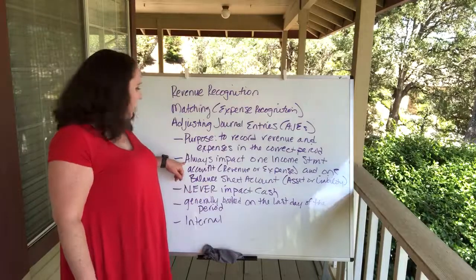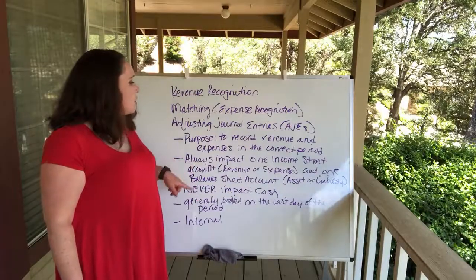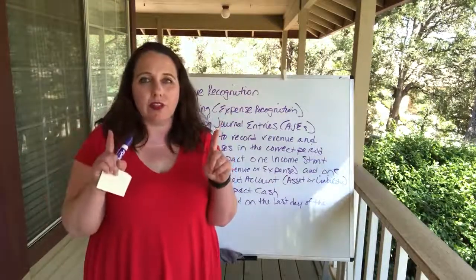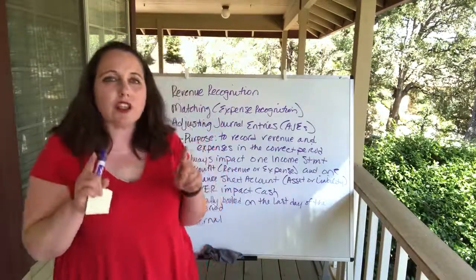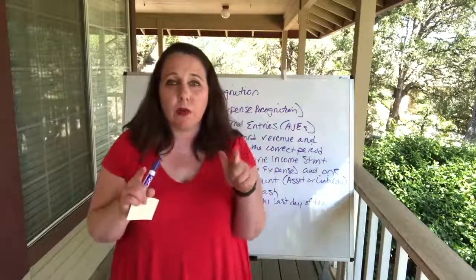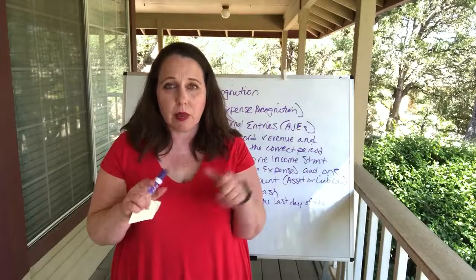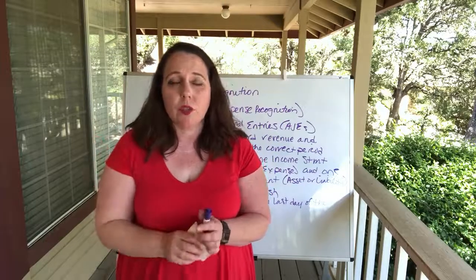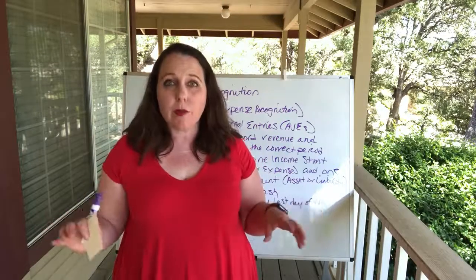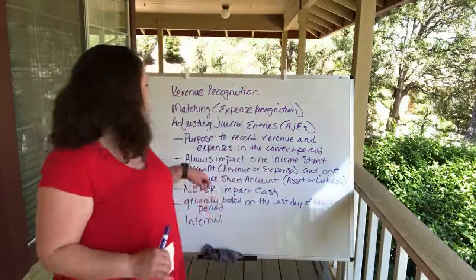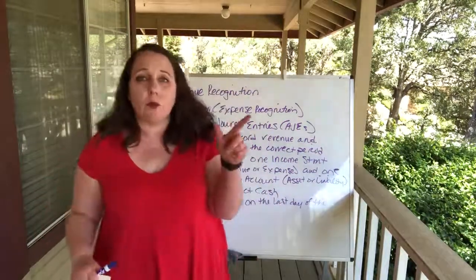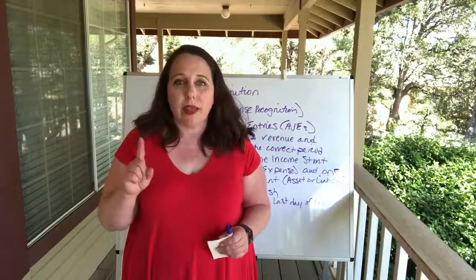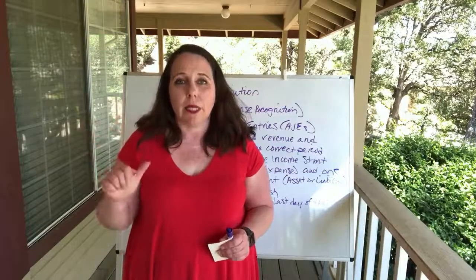This you should definitely write down. Adjusting journal entries always impact one income statement account and one balance sheet account. So every adjusting journal entry is going to impact either revenue or expense from the income statement and either assets or liabilities, okay? So make sure every time you book an adjusting journal entry that you've impacted one income statement account, revenue or expense, and one balance sheet account, asset or liability, okay?